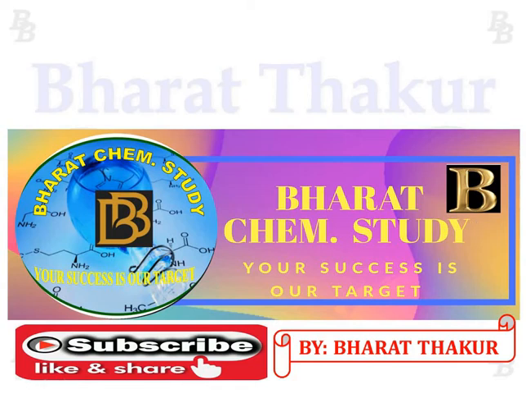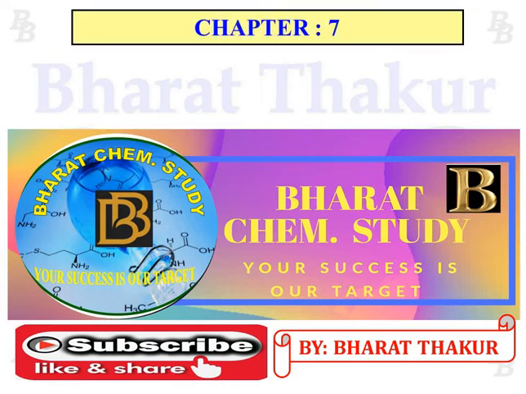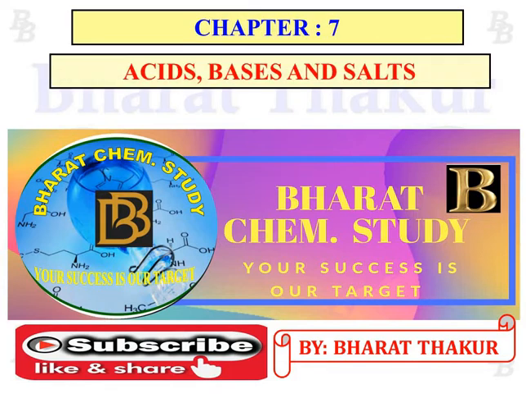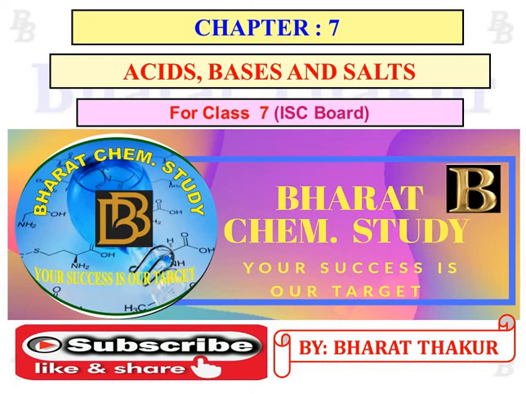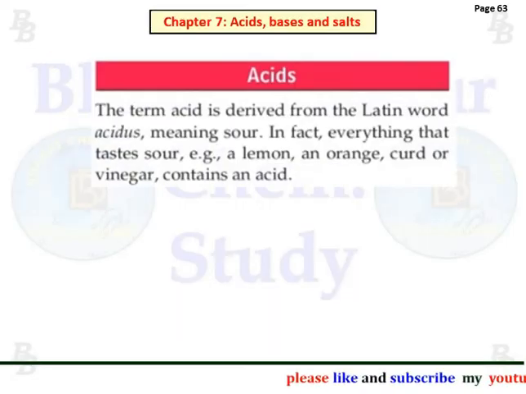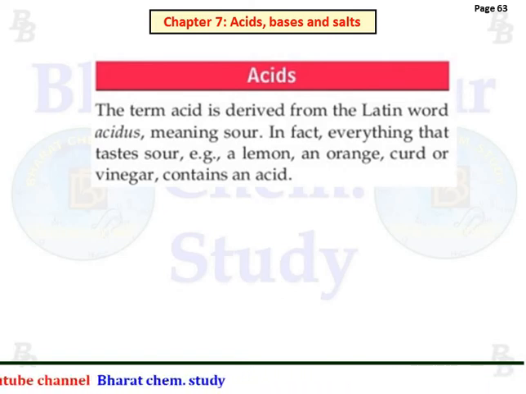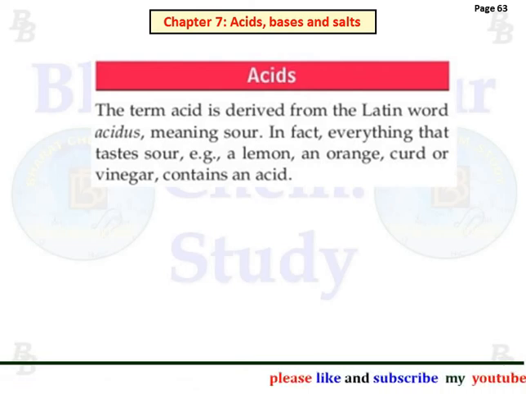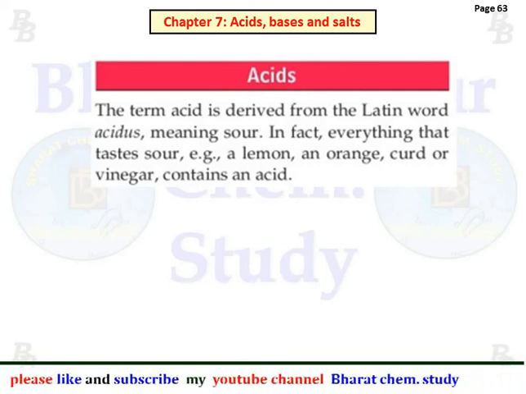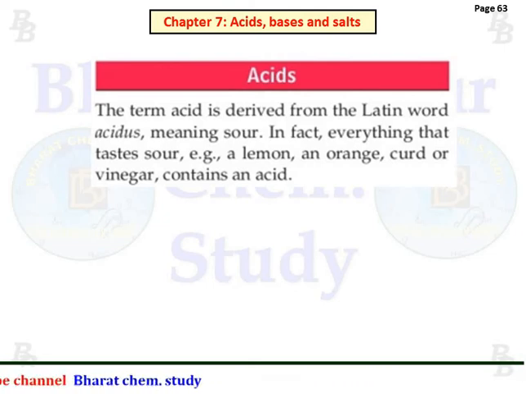Today in this video we are going to study the chapter 7, Acids, Bases and Salt, for 7th standard of ICSE board. So let's start with the chapter on acids. The term acid is derived from a Latin word, acidus, meaning sour. In fact, everything that tastes sour, for example a lemon, an orange, curd or vinegar, contains an acid.